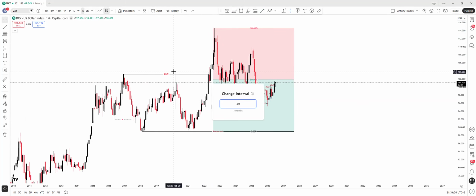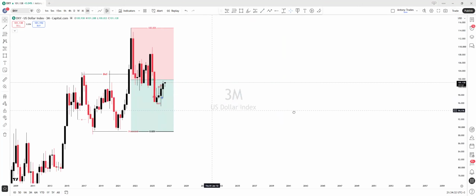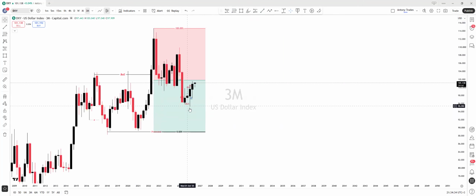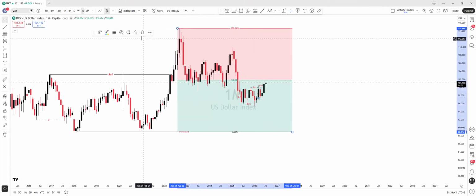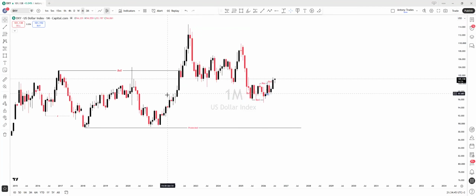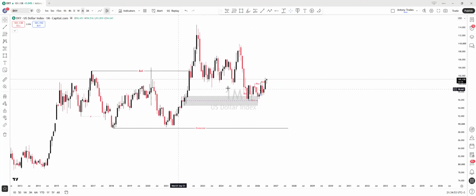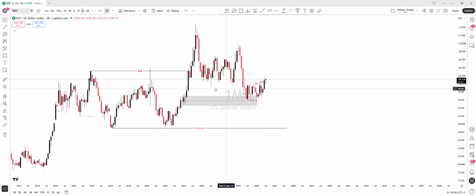So if I go to the 3 months time frame, let's see where this market reacted from. From this time frame, actually we don't have a good order block to mark. Let's go back to 1 month. From the monthly time frame, you can see that we have this order block around this area, and that is where the DXY reacted from. We saw rejection from that area.